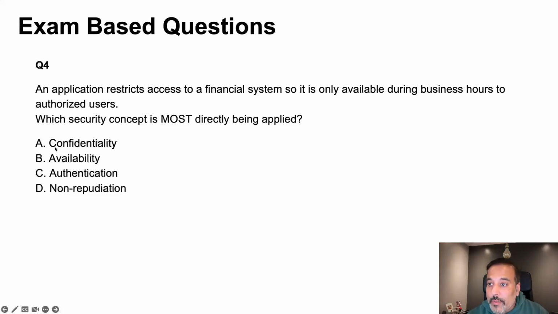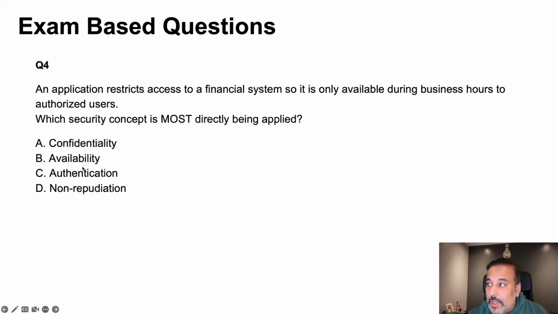So you need to choose between confidentiality, availability, authentication, non-repudiation. Non-repudiation is definitely not here, because non-repudiation is where you cannot deny the act you did, but there is no such act happening in this question. Authentication is just to validate the user, so that is not applicable over here. Confidentiality does not apply to restricting access to a financial system.